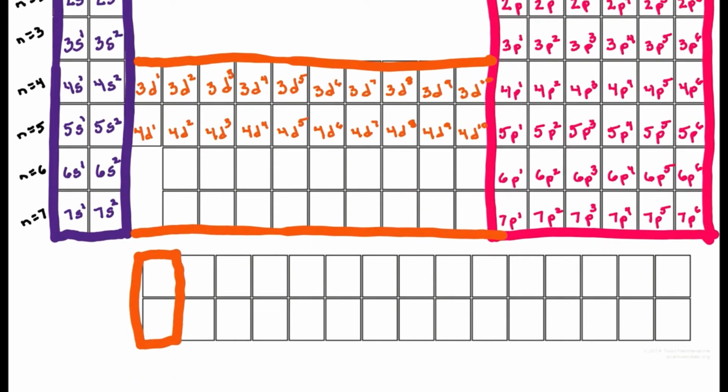The D orbital for this 5th energy level will actually start right here, so 5d1, because it's supposed to be right here actually. Okay, and then I'm going to keep going.